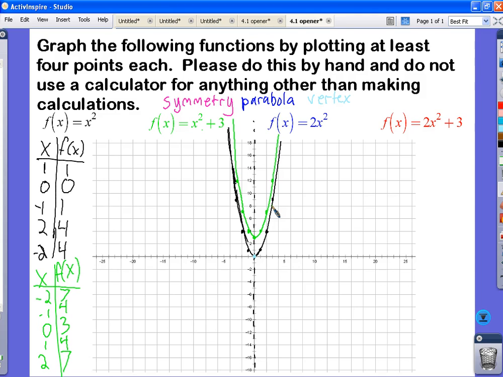Here's a question. Maybe you don't think that it looks the same. Does it look skinnier to you? Is it skinnier? No. Is it a little skinnier? No, it's the exact same. It is the exact same. It's only moved up 3.